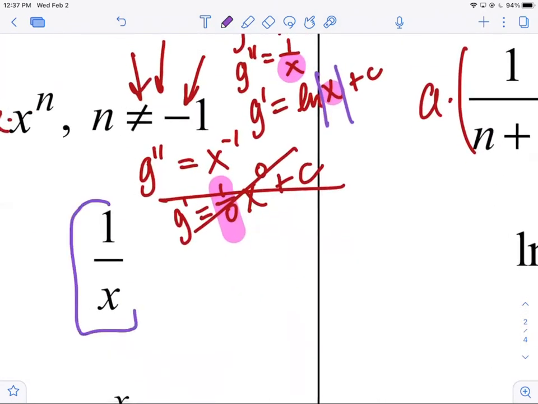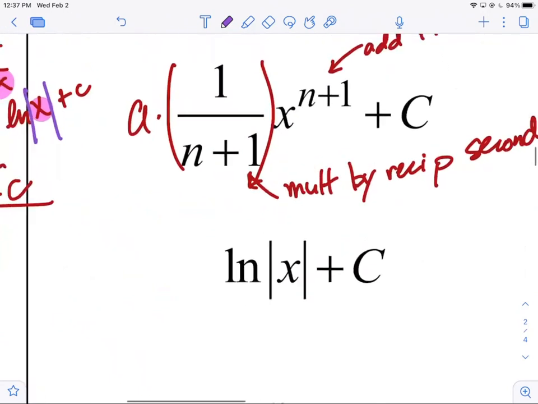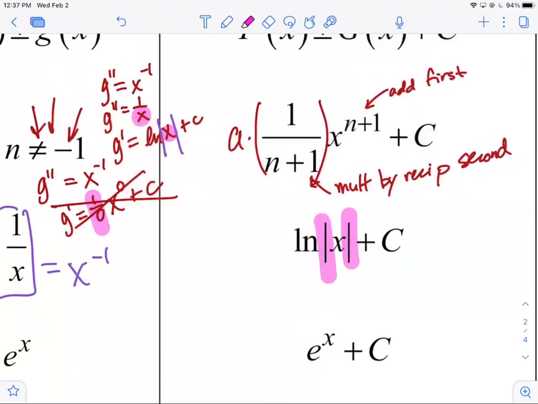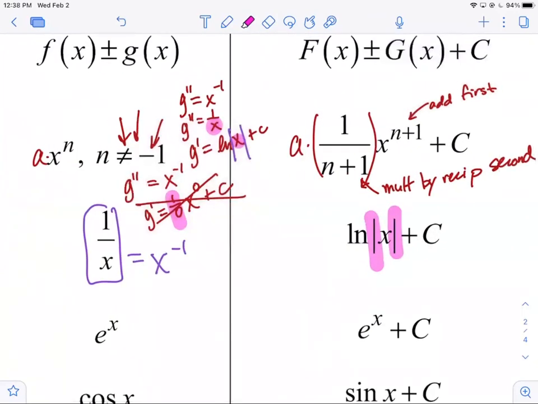If you ever have 1 over x, which is also known as x to the negative first, that's the only time the power rule will fail when it's written in that form. The only time. And then who comes to the rescue in that one case? Natural log. But it's the natural log of the absolute value of x plus c. Okay? And we know when we test it, going backwards, the absolute values go away when we take the derivative of the natural log. All right. So natural log, you're my hero.